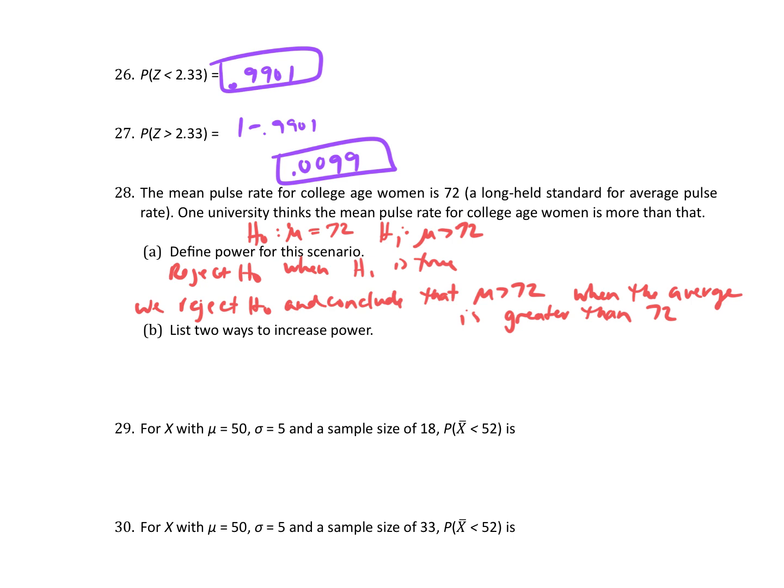List 2 ways to increase power. Money and success. No. Have more people. Surround yourself with good people. Increase sample size.